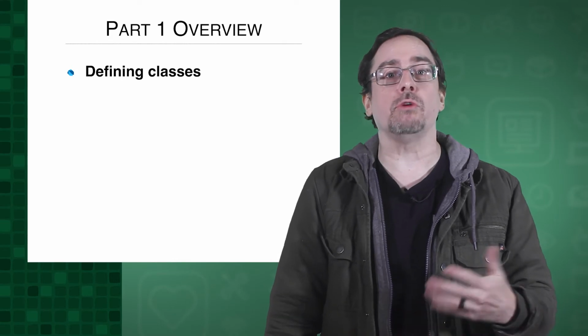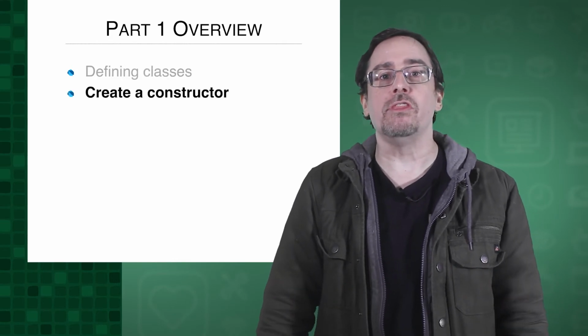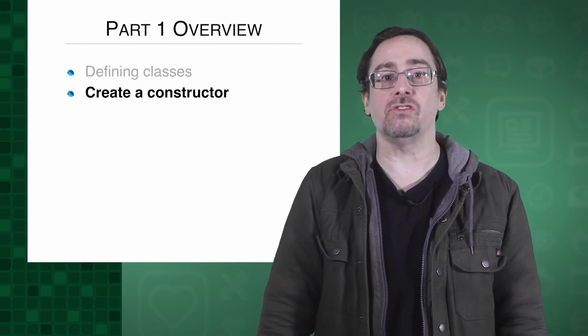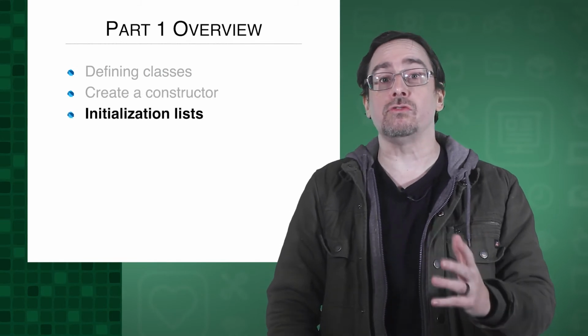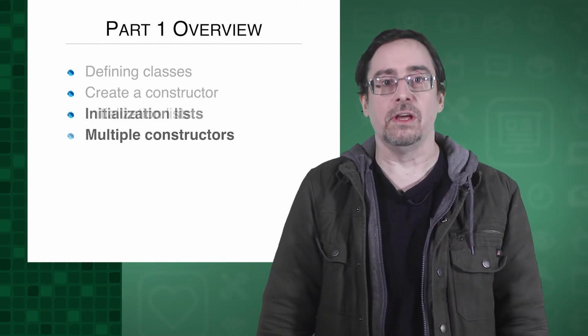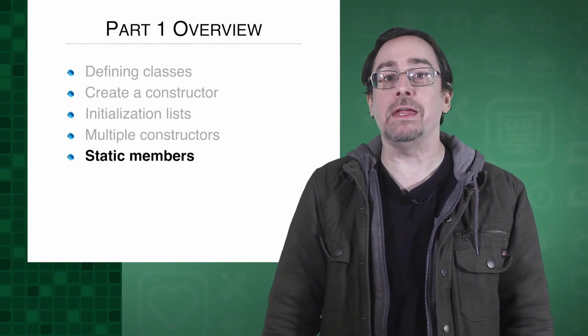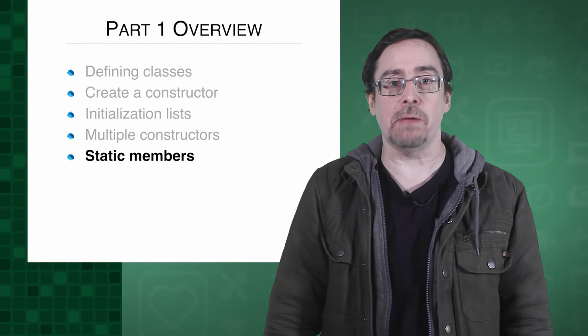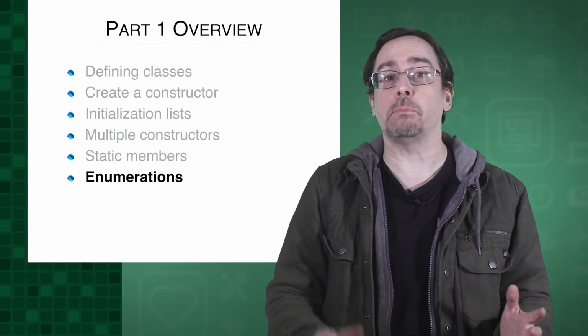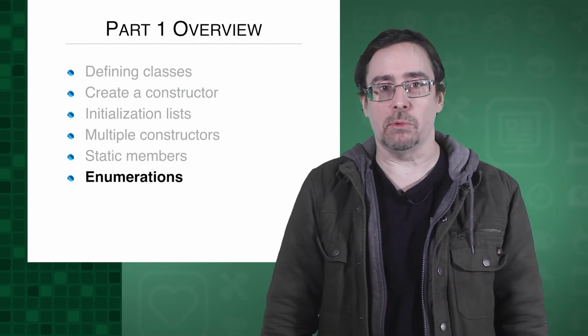This course starts with an introduction to classes. You'll learn what they are and how to define them. Then you'll learn how to create a class constructor. Then you'll be introduced to initialization lists, after which you'll define multiple constructors in one class. Then you'll learn about creating static members. Finally, we'll close out this part with a discussion on enumerations.